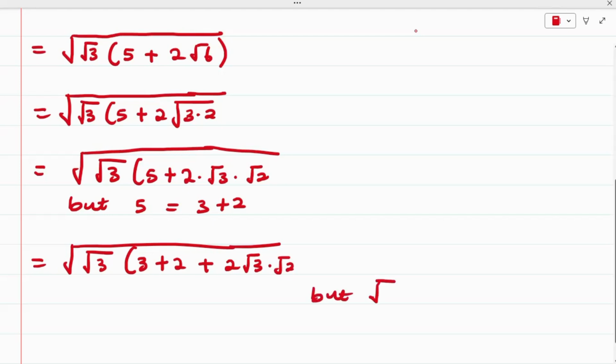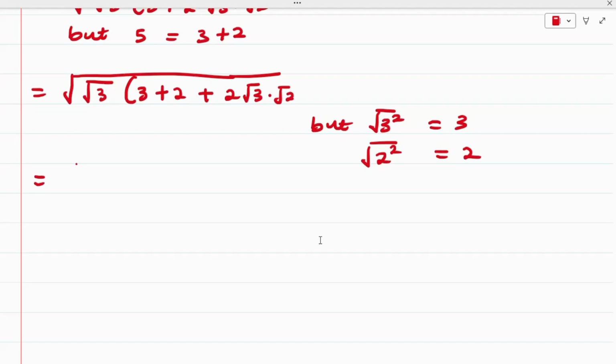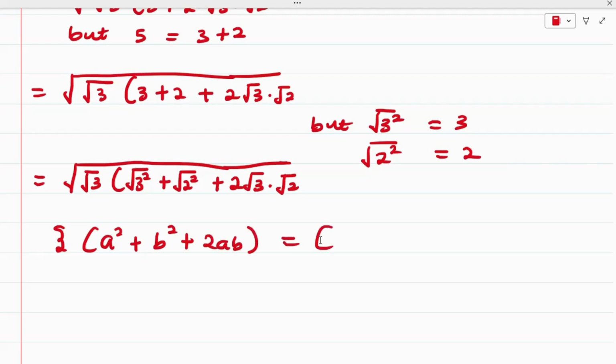But we know that the square root of 3 raised to the power of 2 is the same thing as 3, and the square root of 2 raised to the power of 2 is the same thing as 2, right? So we're going to replace 3 and 2 with that right here. So this is equal to the square root of the square root of 3 into the square root of 3 squared plus the square root of 2 squared plus 2 into the square root of 3 multiplied by the square root of 2. Now from this property, if we have a squared plus b squared plus 2ab, this is equal to a plus b all squared.